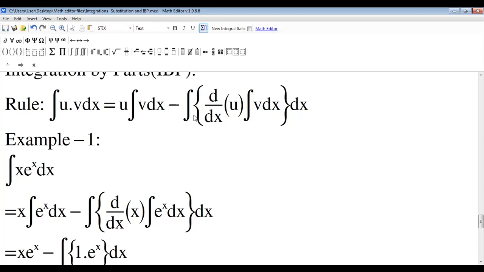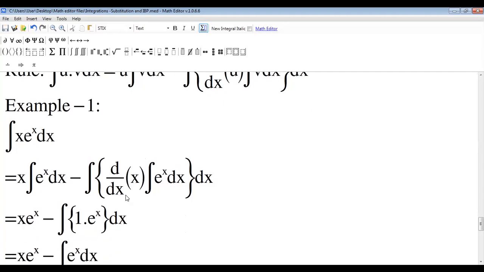Thus, substituting these values here: u times integration of v, minus differentiation of u times integration of v, then taking their product and again integration. Just u equals x and v equals e to the power x here. So using this rule, we can integrate easily. Integration of e to the power x will be e to the power x, minus differentiation of x, which is 1, and integration of e to the power x, which is e to the power x.